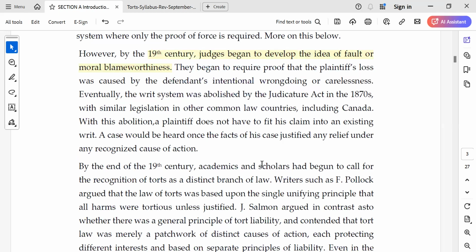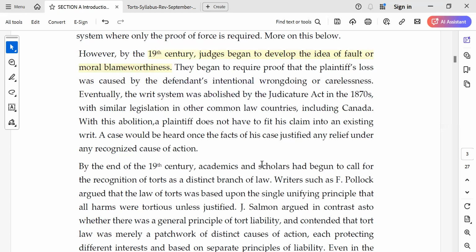First fault, then they said moral blameworthiness. Now they began to require proof. That means they started asking for proof. So you can see the development, right? Earlier only force was required. Then they saw that practically, while applying, there might be so many people who, just by proving force, won the case, and the people who were independent lost the case. So the law keeps changing for the good. So here you can see the changes.